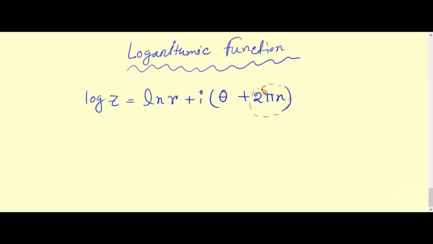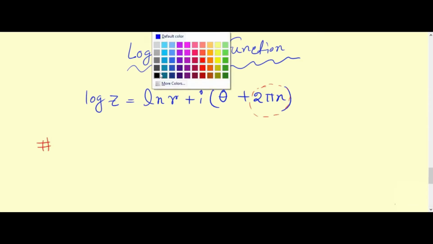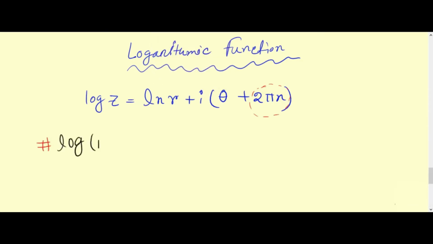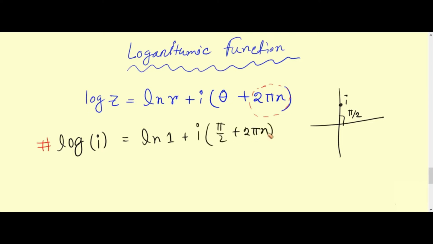So let's try to see an explicit example first. Let's try to evaluate what is log of i. If you draw the Argand diagram, you can see i is over here. It has a principal value of the argument as pi by 2, and r is just 1, so you have ln of 1, plus i times pi by 2, and finally the 2 pi n term. ln of 1 goes to 0. You can see that now you have i pi by 2 plus 2 pi i n.